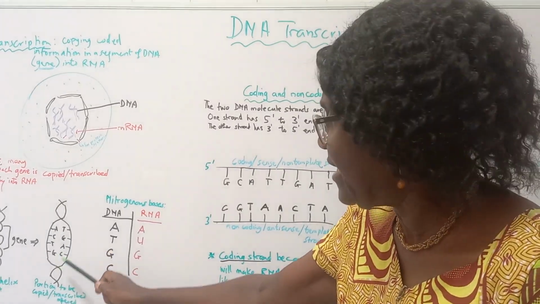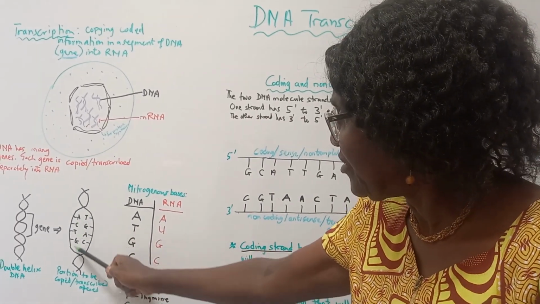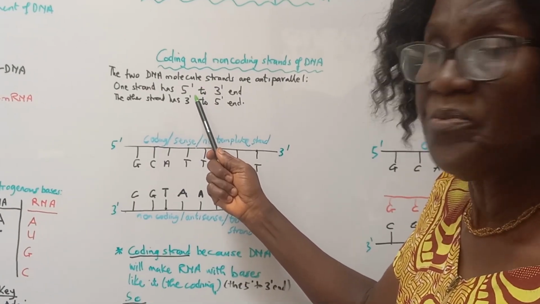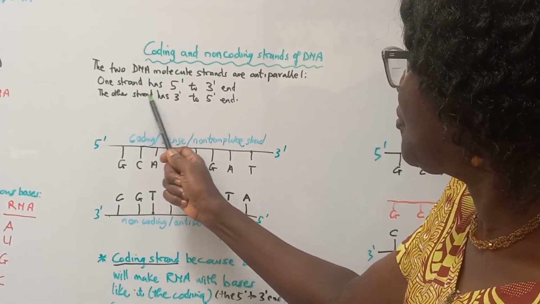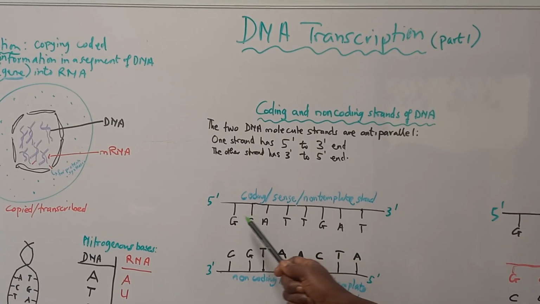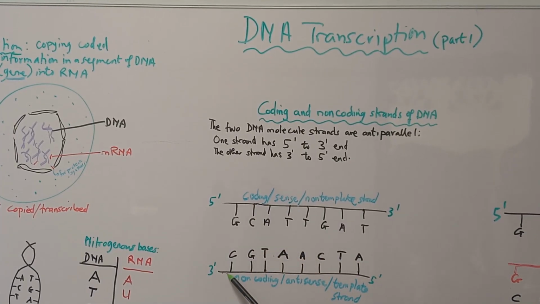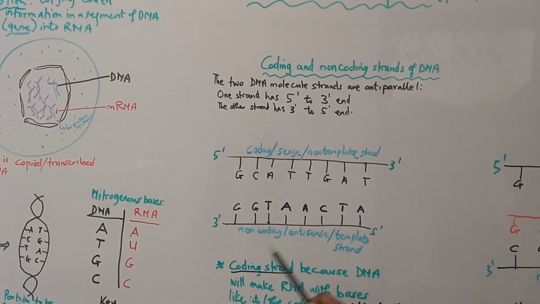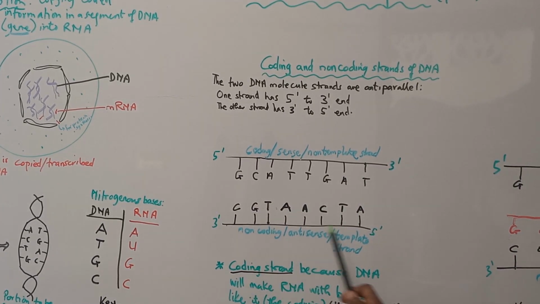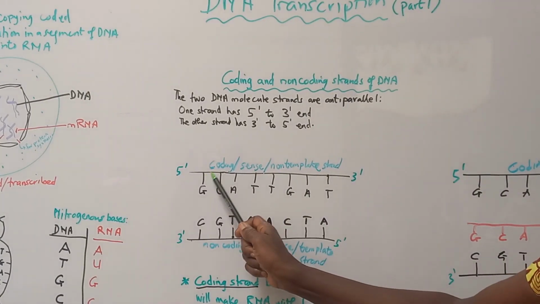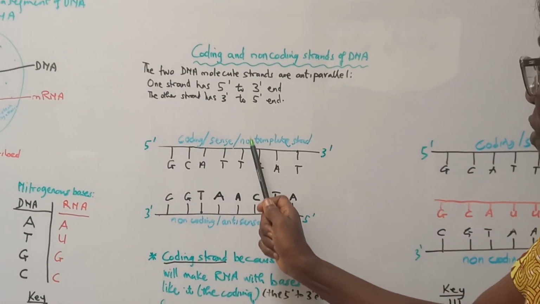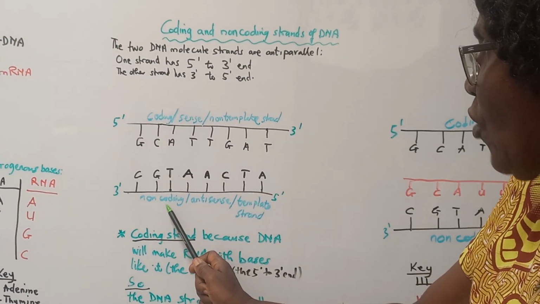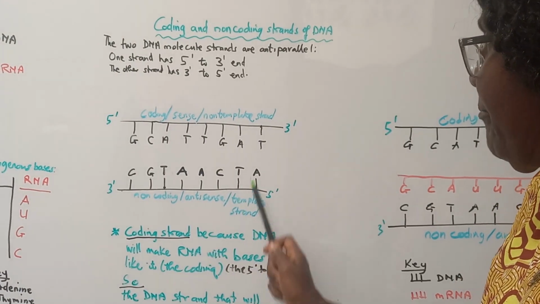We want to explain which of the DNA strands will be copied. DNA is a molecule with two strands, and the two strands are antiparallel. So we have this DNA molecule, one of the strands has a 5' to 3' end, the other strand has a 3' to 5' end. So we have this as a coding or sense or non-template strand. The other strand is non-coding, antisense, or template strand.